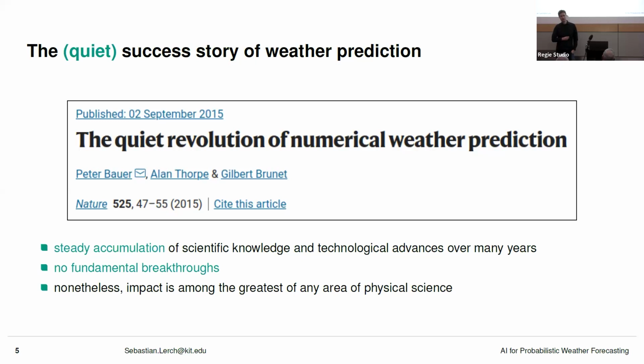Now, this success story is often called a quiet success story or a quiet revolution, borrowed from this paper by Peter Bauer and colleagues. They argue that this success of weather prediction has often gone unnoticed, because there have not been any single fundamental breakthroughs in these past 70 years, but weather forecasts have gotten better and better due to a steady accumulation of scientific knowledge and of advances in technology. However, as I argue, the impacts of these improvements are still among the greatest of any area of physical science.